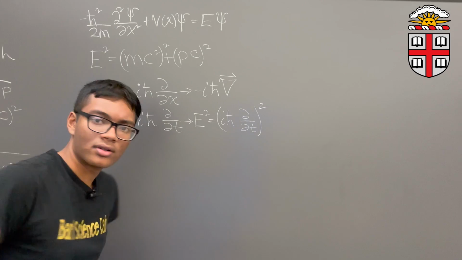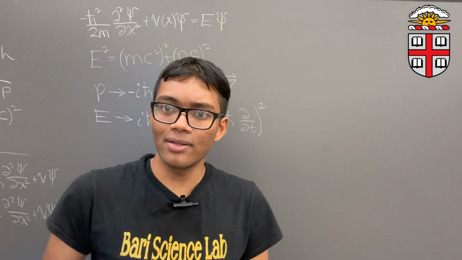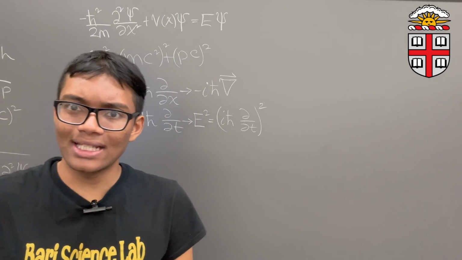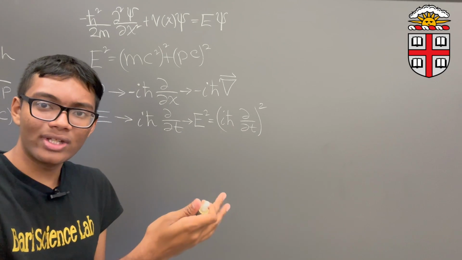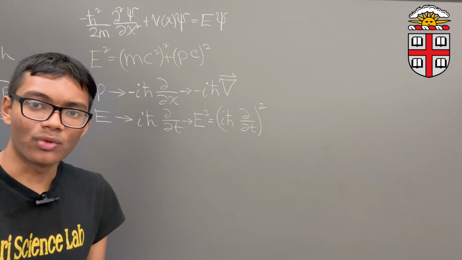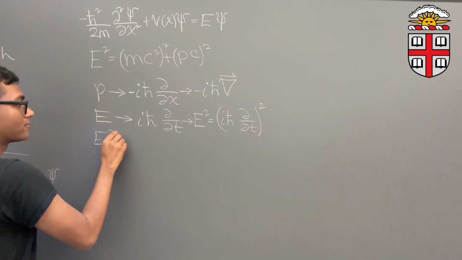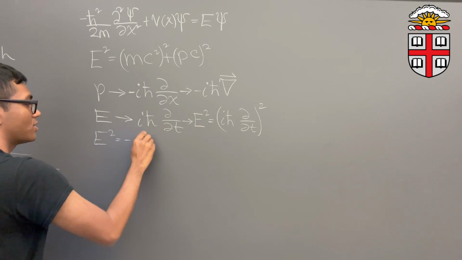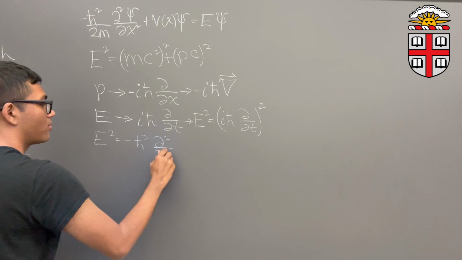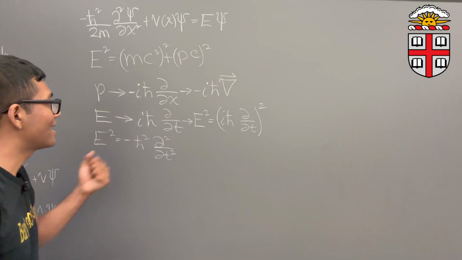And by the way, for all of you freaks out there who are fidgeting because I'm not using natural units just yet, I'll be using natural units at the very end where h bar and c are equal to 1. So no worries. So here I have E squared is equal to minus h bar squared partial t squared. So here's my E squared.